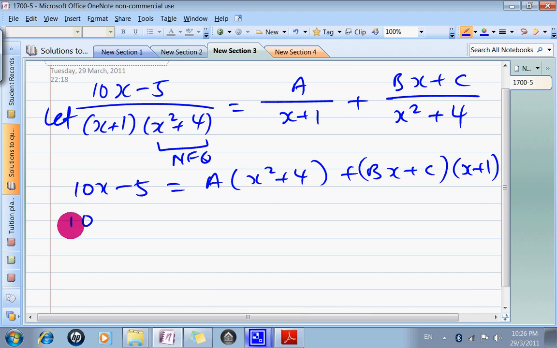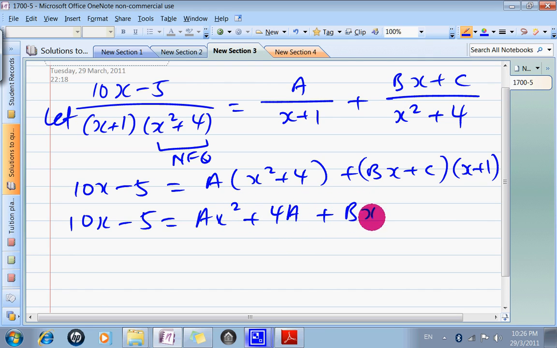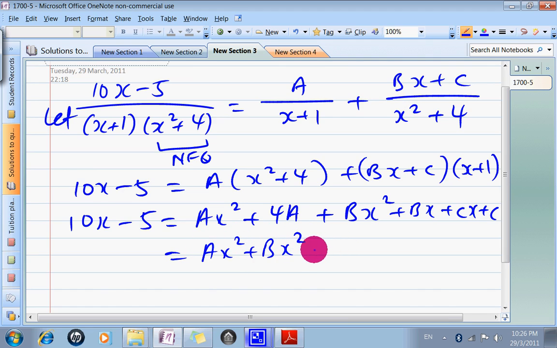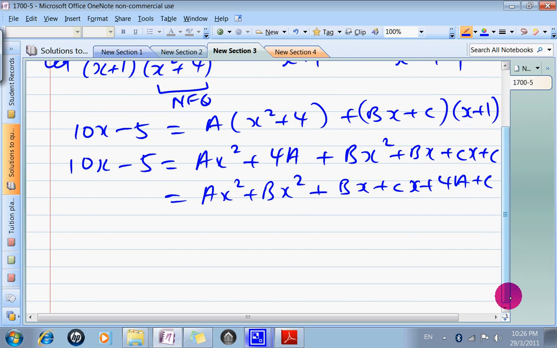So 10x minus 5 equals ax plus 4a plus bx squared plus bx plus cx plus c. So arrange it in order: ax squared plus bx squared plus bx plus cx plus 4a plus c. So that will give me, compare the coefficient.